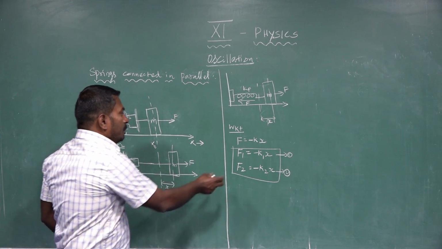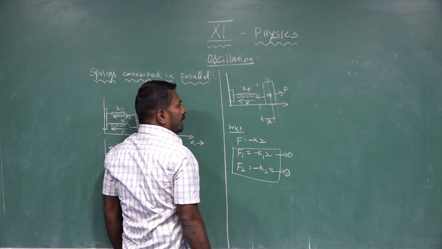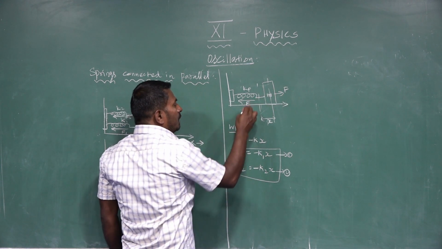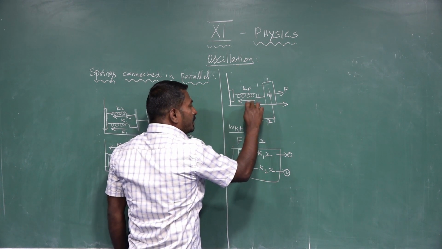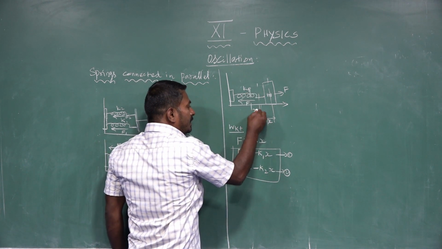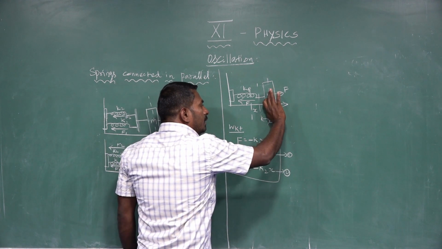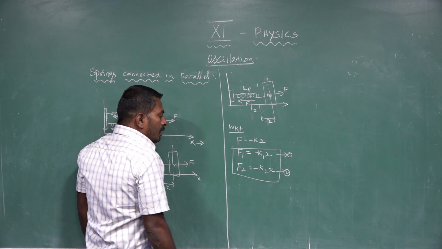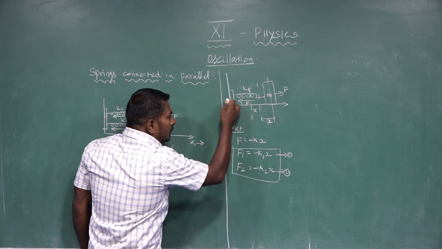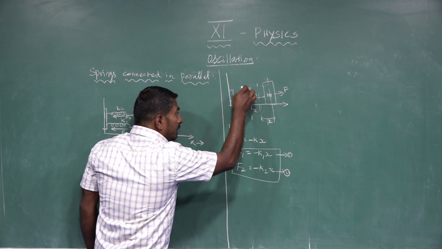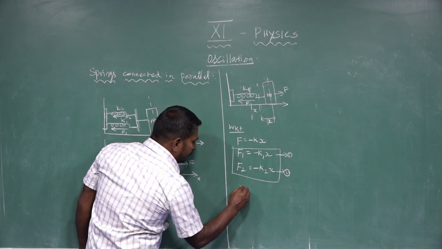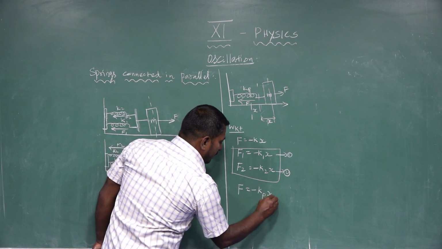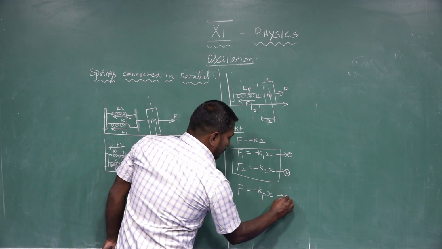But if both springs are replaced by a single spring of spring constant Kp with the same external force applied, then the same amount of restoring force is developed within the spring, which produces the same extension x, because the block is displaced through a displacement x towards the right. So therefore the restoring force developed within the spring of spring constant Kp, F, is equal to minus Kpx. Equation number 3.